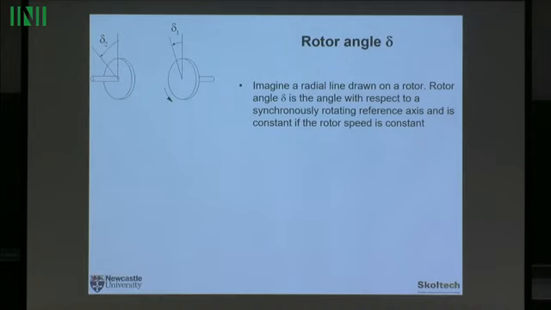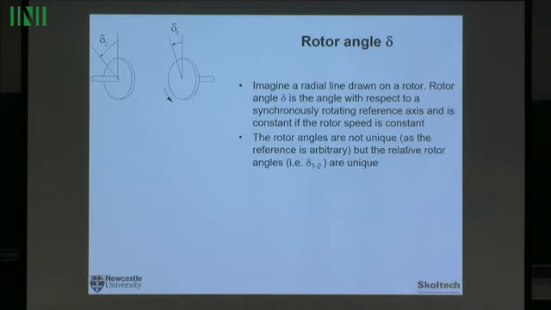This is the fundamental concept for stability analysis. The rotor angle is the angle between a rotor and a synchronously rotating reference axis. Imagine this axis rotates at 50 Hertz. Rotors also rotate at 50 Hertz, but there is an angle between them. If there is any disturbance, speeds will change and the angles will change. This is the whole concept of this analysis. Again, remember that rotor angles are not unique as before, but the relative rotor angles between two generators will be unique because they are relative.